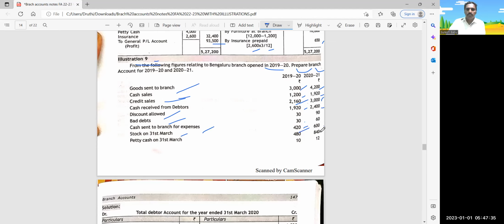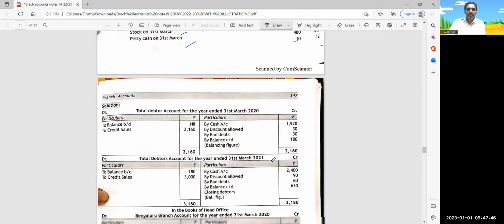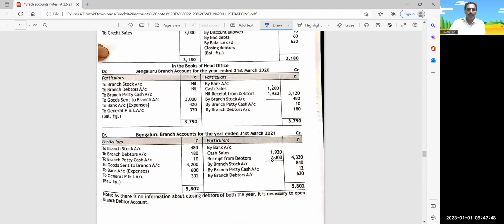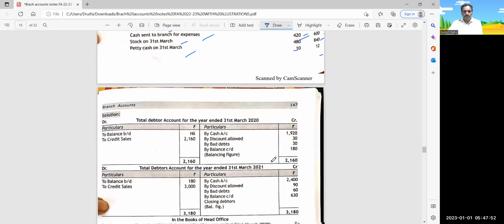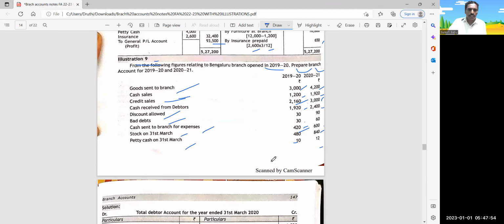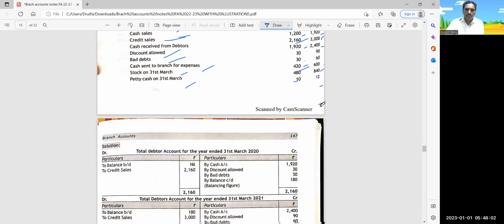Stock has been given as 480 and 840 for the first year and the second year. Petty cash, that is on 31st March, that is the closing petty cash. So opening they have not given to you. So what is to be done? Very simple. There is a balancing figure. What is the balancing figure here? Closing debtors is the balancing figure for both the years 2020 and 2021.